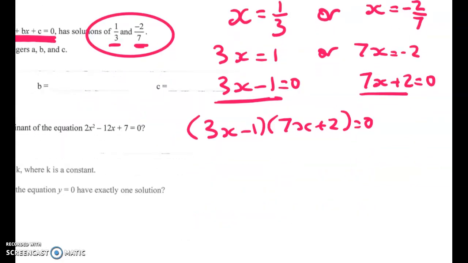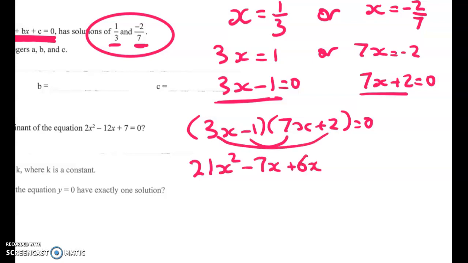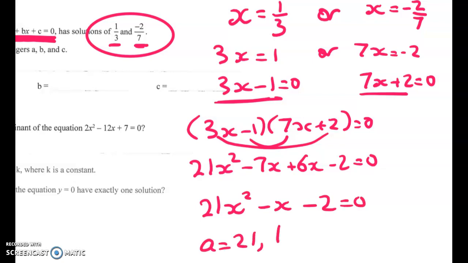And now all I have to do is to expand this out because I'm asked for the values of A, B and C. So we've got 21x squared minus 7x plus 6x minus 2 is equal to 0. That gives me 21x squared minus x minus 2 is equal to 0. So A is 21, B is -1, and C is equal to -2.